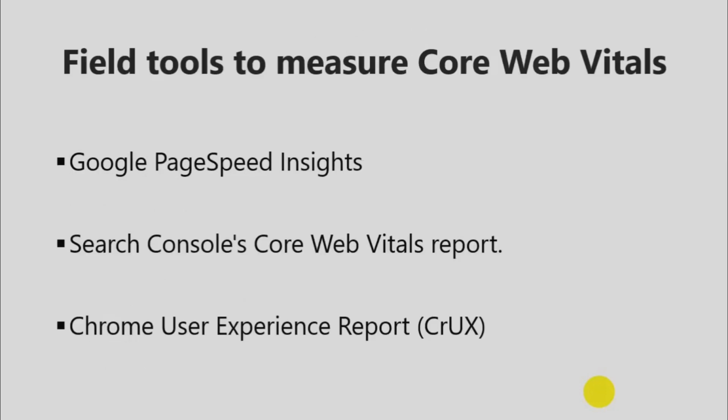But what about the tools for field data? Some of the key players in this category are Google PageSpeed Insights, Search Console's Core Web Vitals Report, and Chrome User Experience Report, or CrUX. These tools give you the real scoop on how your website performs, offering insights from the people who matter the most. That means your users.